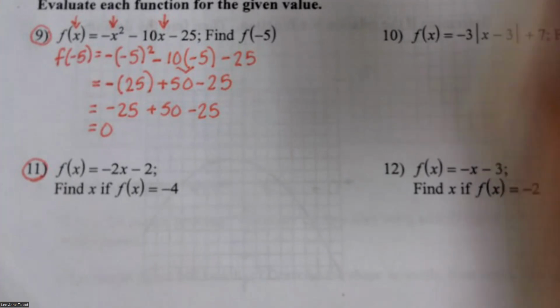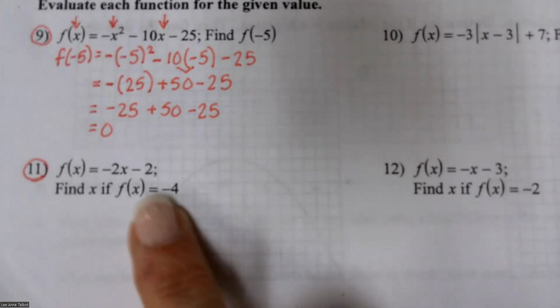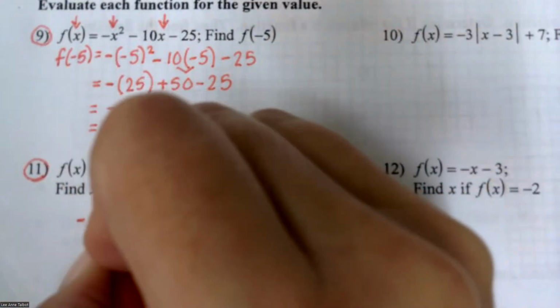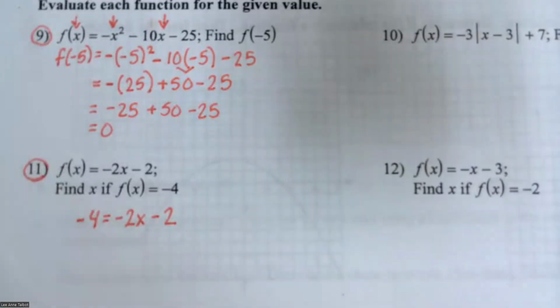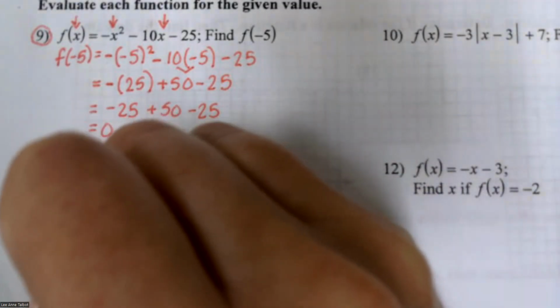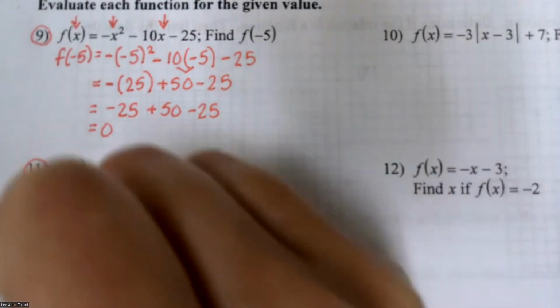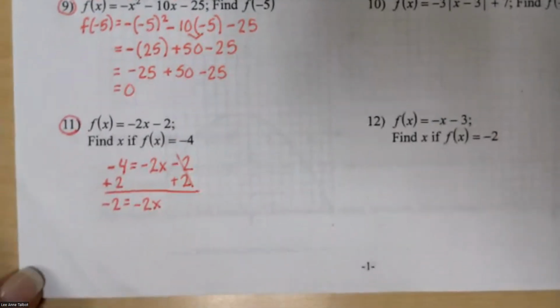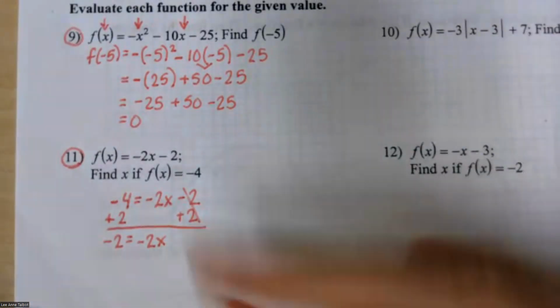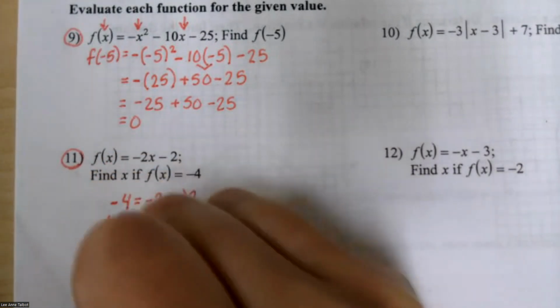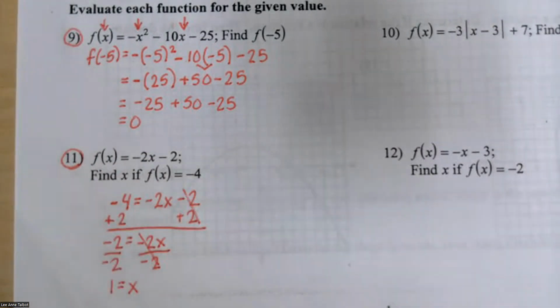Okay, now number 11 is a backward function machine. So instead of plugging it in, we equal it. So -4 equals -2x minus 2. Plus 2, divide by -2. X is what?